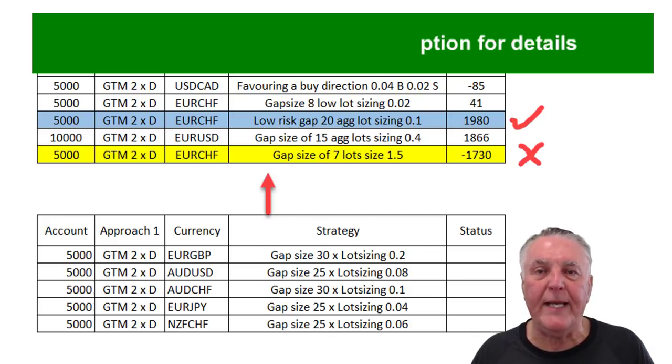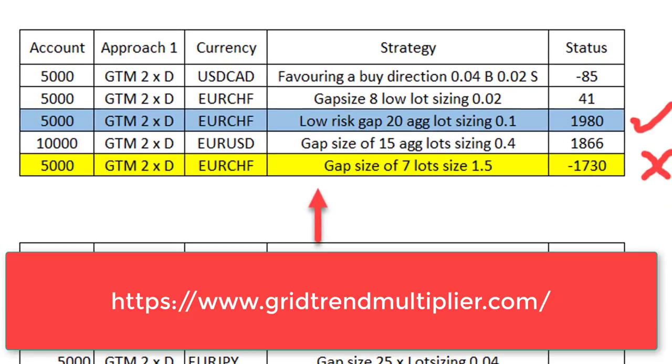Before we move off this slide, I just want to go through the results in a little bit more detail for those who are owners of the grid trend multiplier and would like to have a closer look at these particular results. If we look at the failure at the bottom here, the gap size is way too small for grid trend multiplier trading, and the lot size has been way too big considering the huge risk you're taking by having a small gap size.